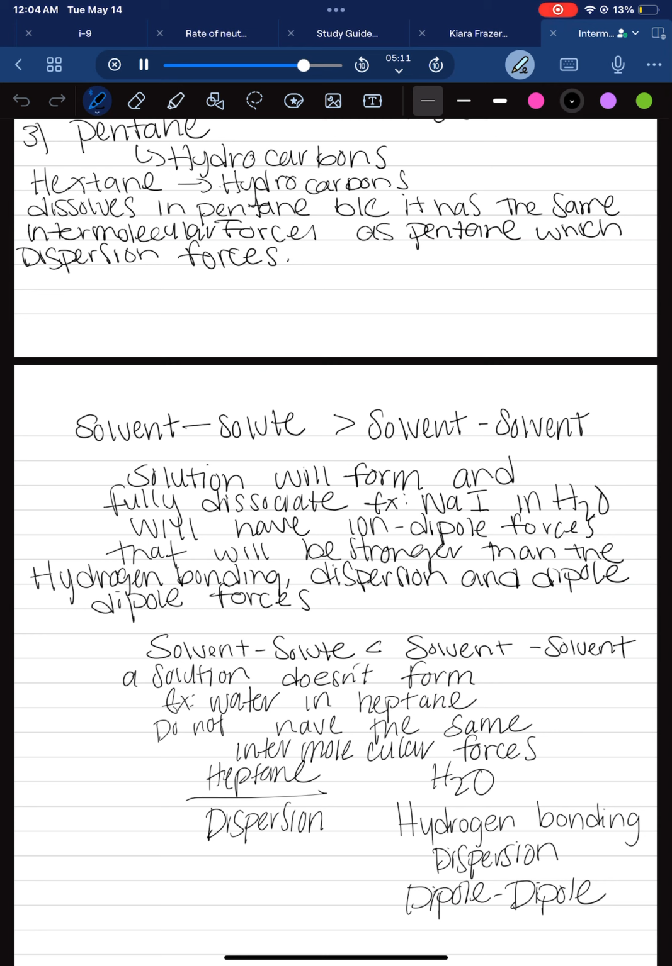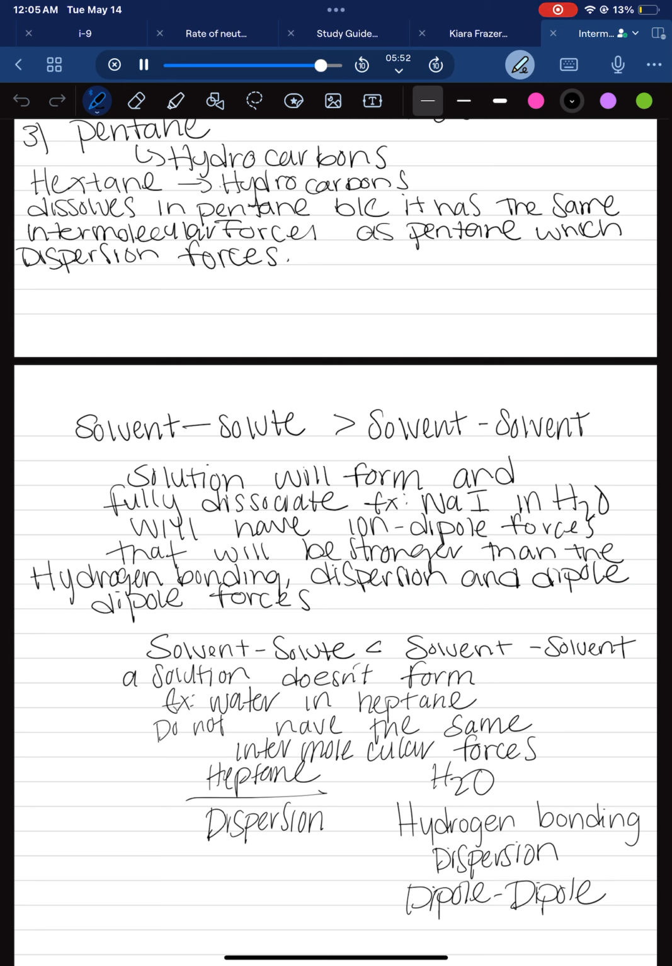All in all, for a solutions problem, make sure you know all the intermolecular forces, and you know which ones are stronger and which ones are weaker. For example, ion dipole forces are way stronger than hydrogen bonding, and dispersion forces are weaker than hydrogen bonding, dipole-dipole, and ion dipole forces. Also, when we think about dissociating, think about ions, our cations and our anions.